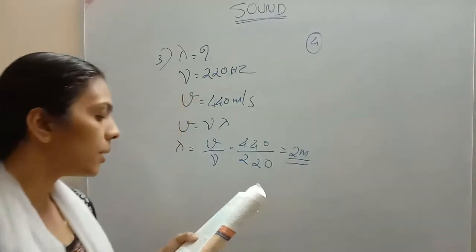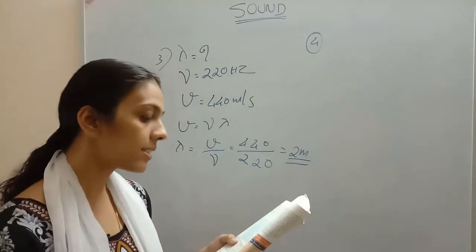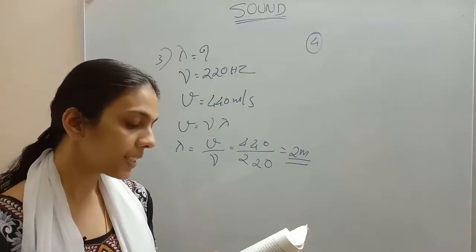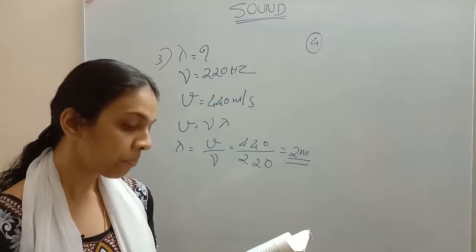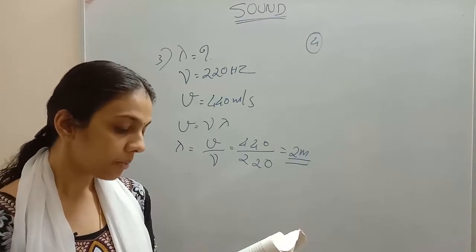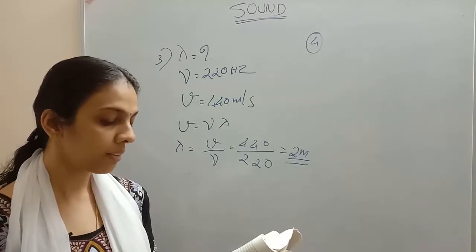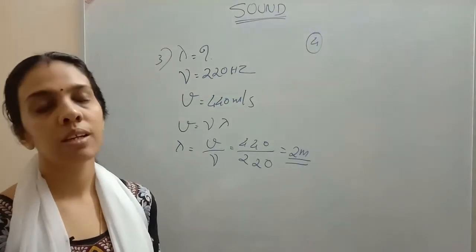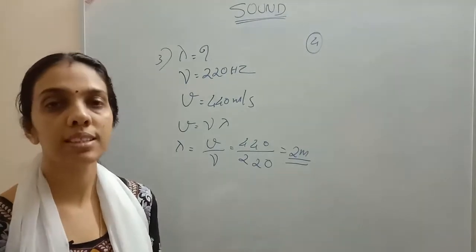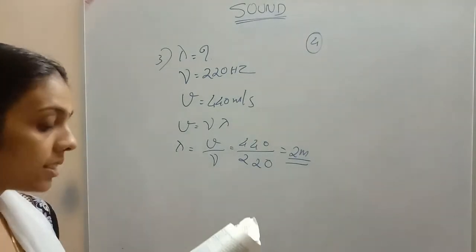Fourth one is, a person is listening to a tone of 500 Hz sitting at a distance of 450 meter from the source of sound. What is the time interval between two successive compressions from the source? The time interval between two successive compressions is called the time period.